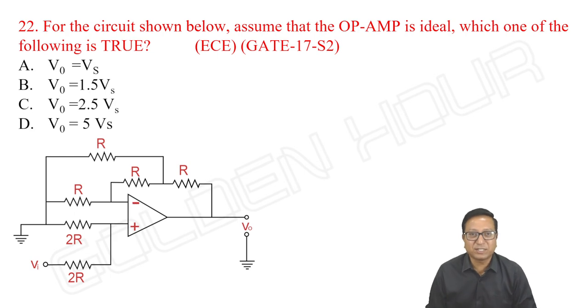Next, look at this question. For the circuit shown below, assume that the op amp is ideal. Which one of the following is true? What is the output? It is just the previous circuit only. They are similar to the previous one. They are just showing it differently.